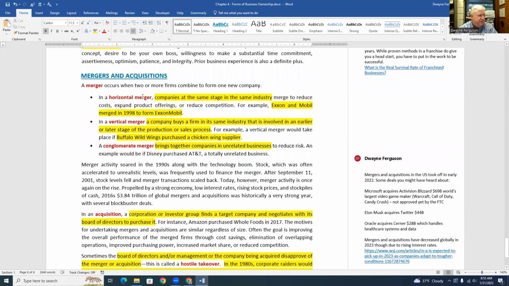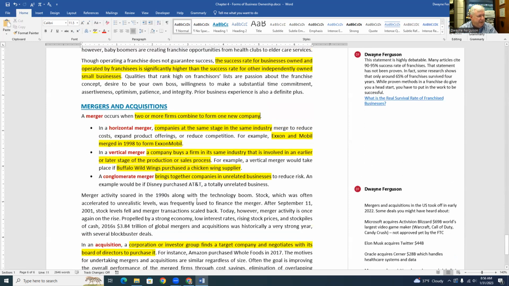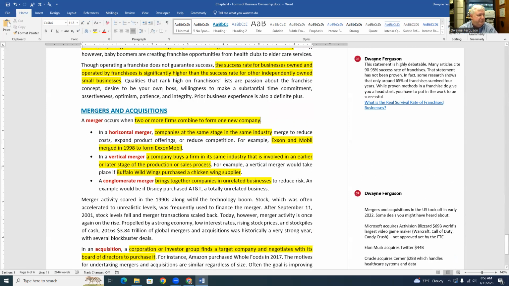Okay, there are other ways companies can get into business together. Two companies could merge. Right here, a merger is when two or more firms combine to form a new company. I've given you 3 different ways companies can merge.